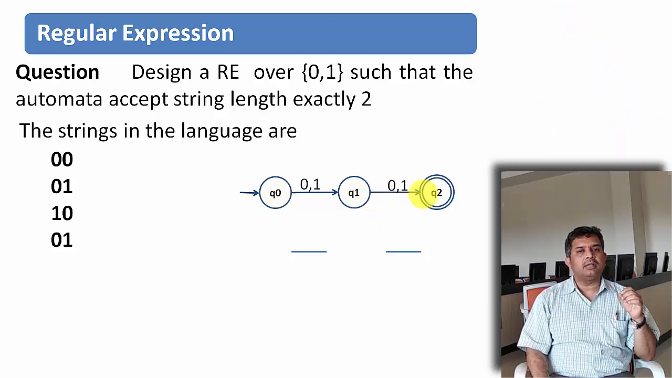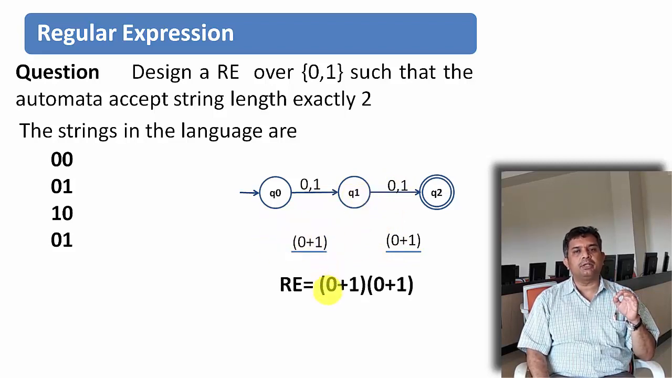For 0, 1 I can write 0+1. For this 0, 1 I can write 0+1. And there is a concatenation operation between these two. So I can write (0+1)(0+1). This is the required regular expression.